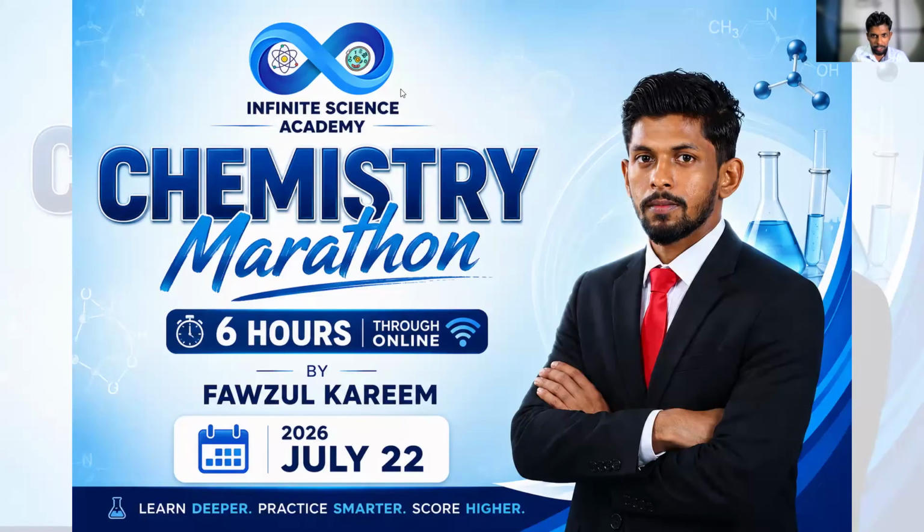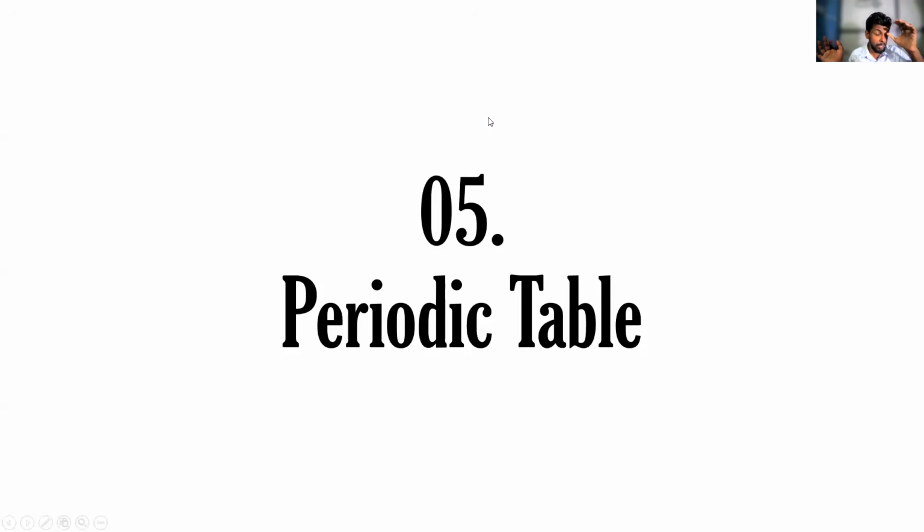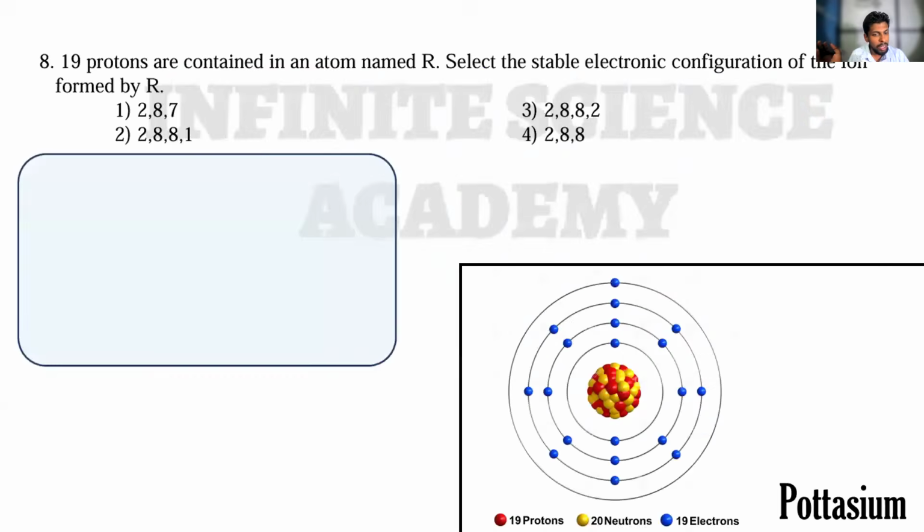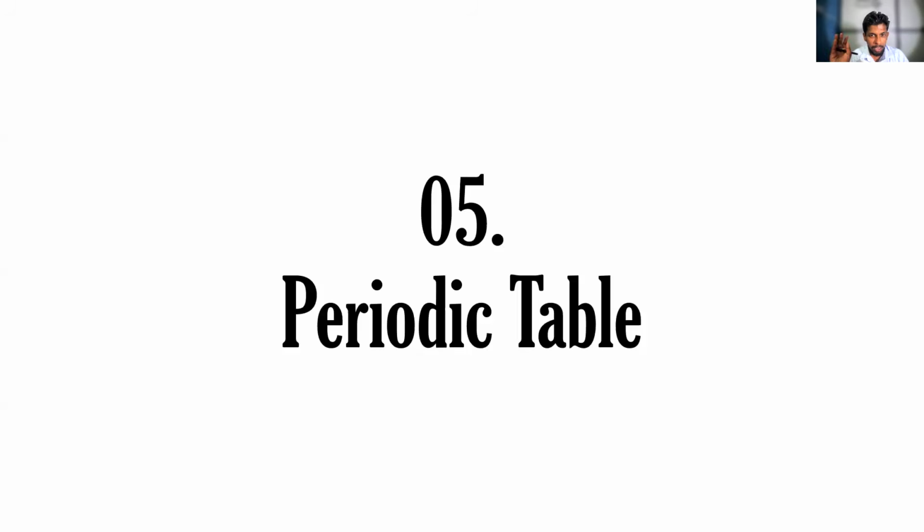Okay. So sorry, not yesterday. Last class we had discussed up to question number 7, regarding the electronic configuration and all. And today we are going to discuss regarding the periodic table, how the periodic table has been prepared. This is the thing that we are going to discuss today.